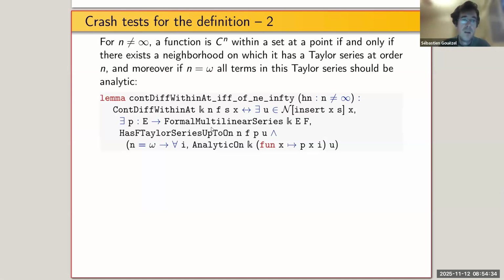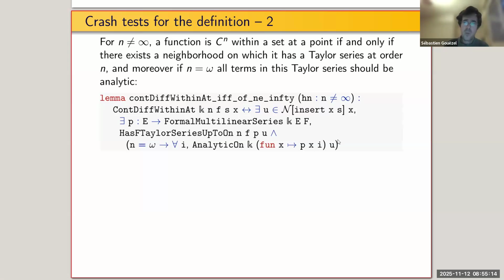Another one. If you have an exponent which is not infinity, then a function is Cn at a point within a set if you can find a sequence of derivatives on some given neighborhood of this point, and if the smoothness exponent is omega, then all the terms in the Taylor series should be analytic. So that's one of the characterizations of smooth functions we have in mathlib.